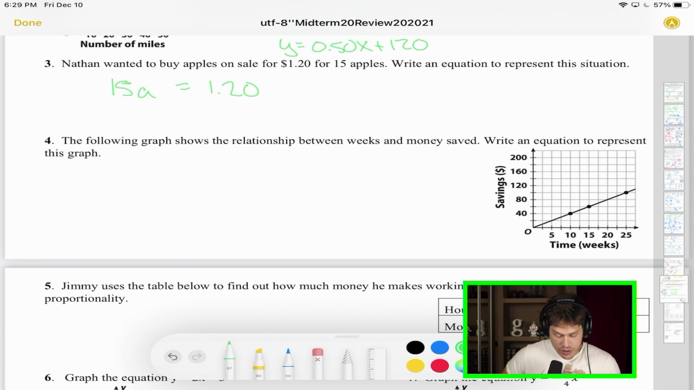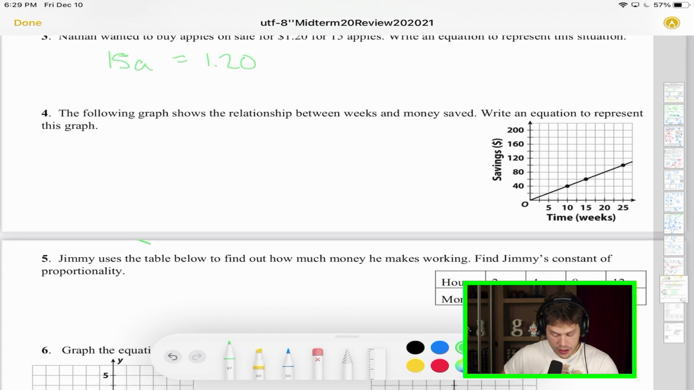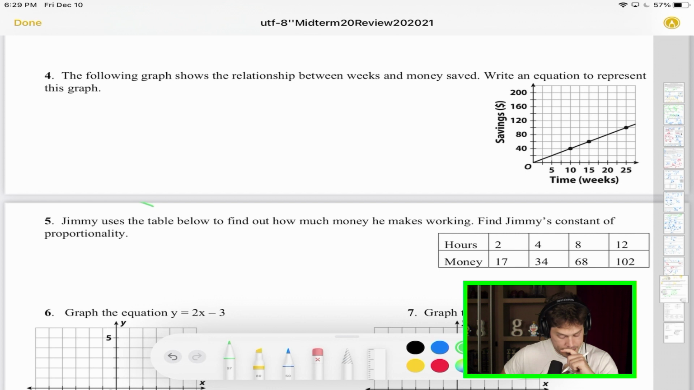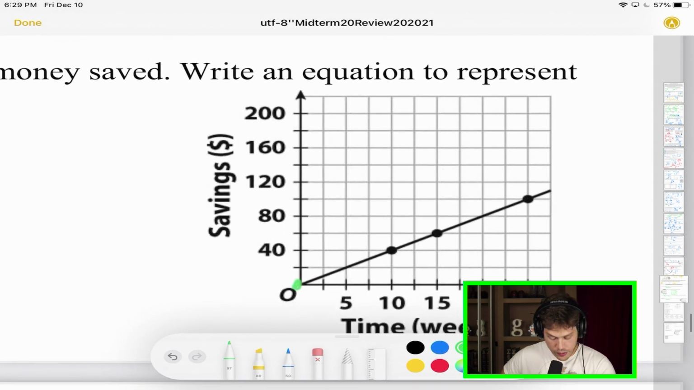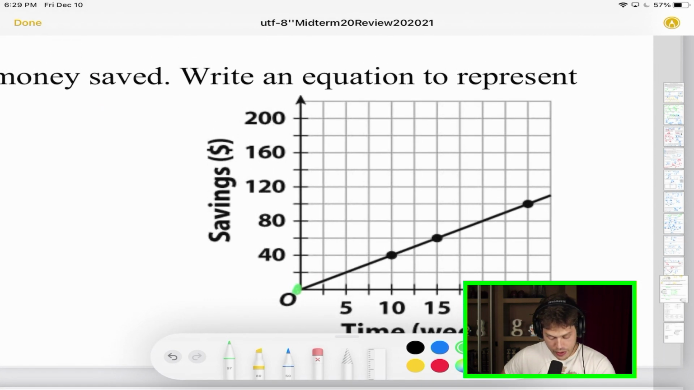Okay. The following graph shows the relationship between weeks and money saved. Write an equation to represent this. So again, all equations are in y equals mx plus b form, where b is our y-intercept. Here we're starting at 0, 0, so we don't have a y-intercept, so we just need to be paying attention to slope. So here we already have 2 points for us. We need to be looking for our rise over our run. So we go from 40 to 60.